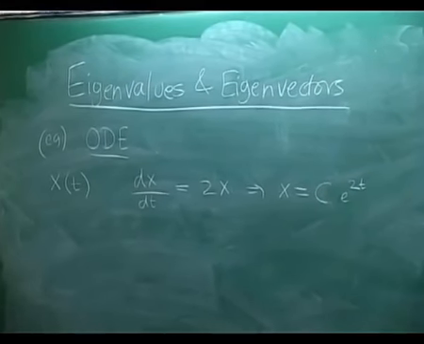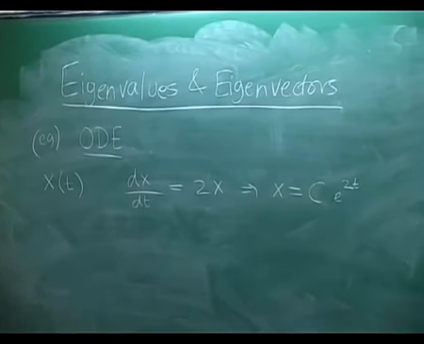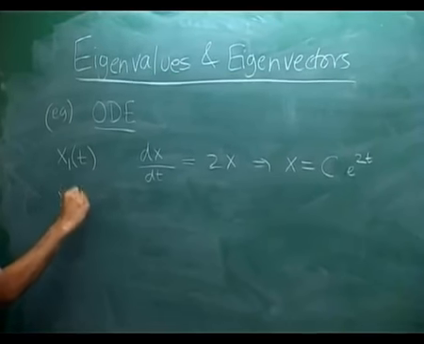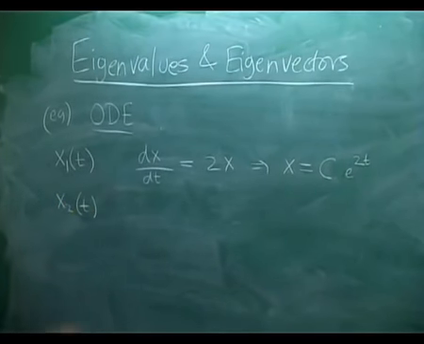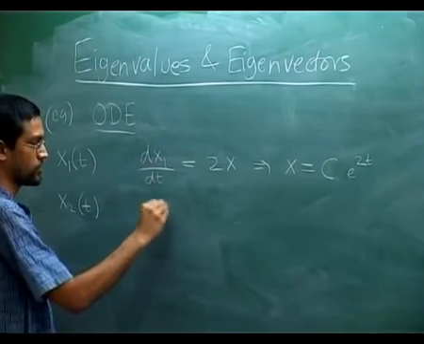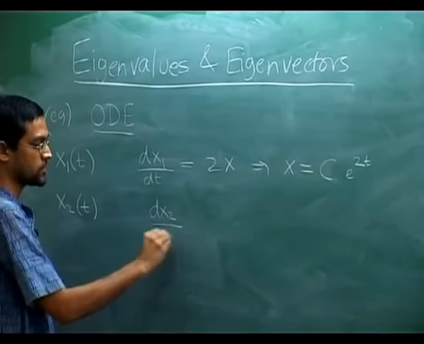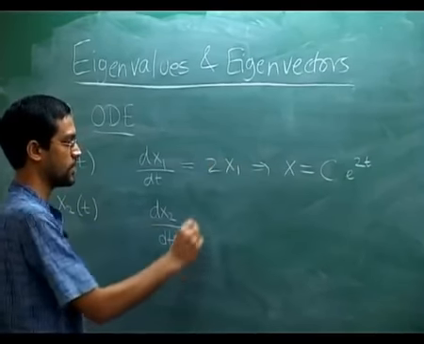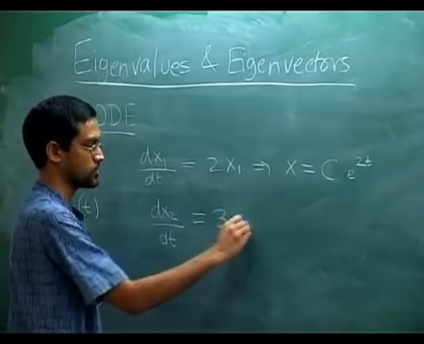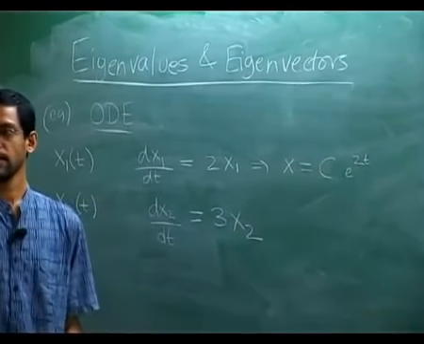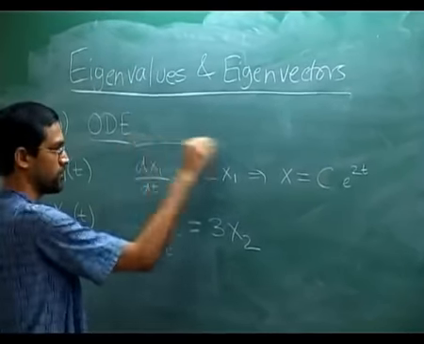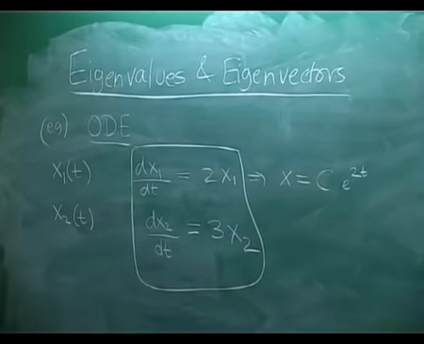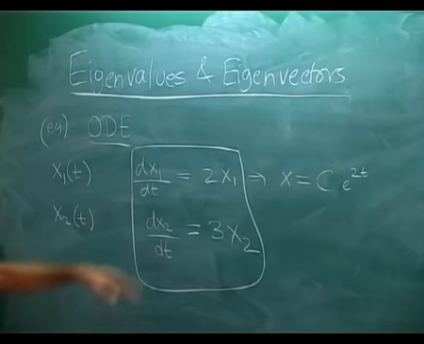Now, let's make this a little more complicated. Instead of one function of t, I have two functions of t. And instead of one equation, therefore, I need two equations. One which tells me what the derivative of x1 is, another which tells me what the derivative of x2 is. Let's say my equations look like this: dx1/dt is 2x1, dx2/dt is 3x2. Such a thing is what you would call a system of equations, right? There are two unknown functions, and there are two equations for those two.